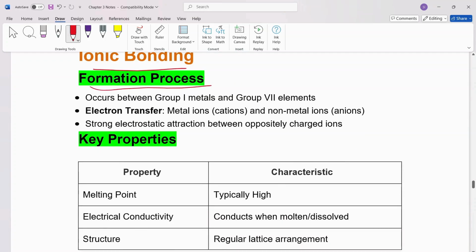Now, representation technique, ionic bonding. Formation process occurs between group 1 metals and group 7 elements. Electron transfer: metal ions, which are cations, and non-metal ions, which are anions.